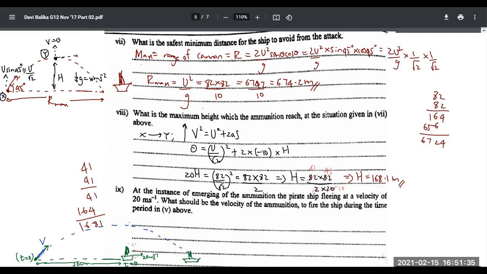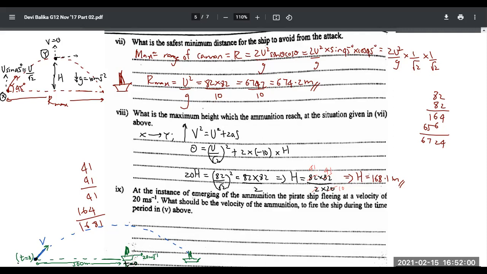Now, I will draw the ammunition, I'll draw it in black color. Read the question carefully again. At the instance of the emerging of the ammunition, that is this t equal to 0, the pirate ship starts fleeing at a velocity of 20 meters per second. That's why I put t equal to 0 here also.